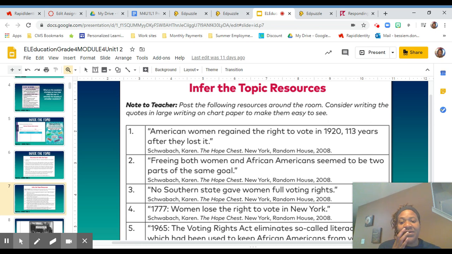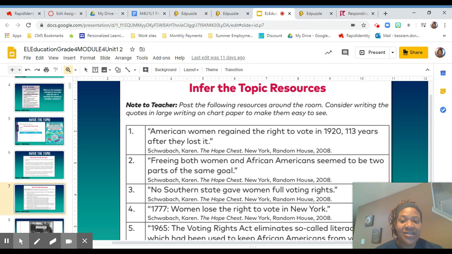Okay. All right. So number two: Freeing both women and African Americans seems to be two parts of the same goal. I'll read that again. Freeing both women and African Americans seems to be two parts of the same goal. Go. Number three: No Southern state gave women full voting rights. Number three: No Southern state gave women full voting rights. Go.